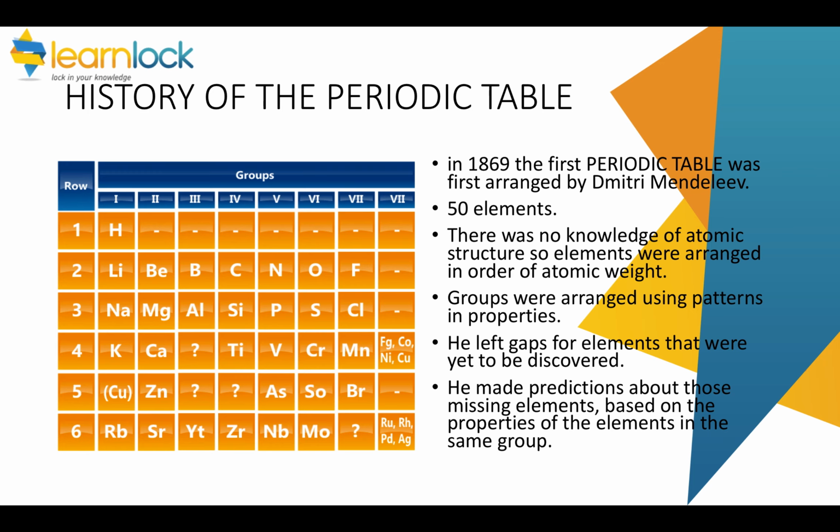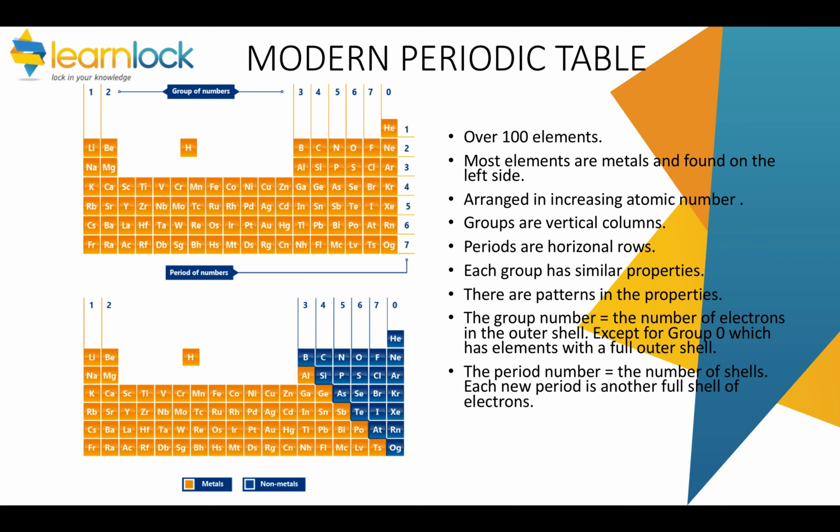He left gaps because he knew there were elements, but they were yet to be discovered. But he made predictions about those missing elements based on the properties of the elements in the same group. And when people found these elements, that proved Mendeleev's periodic table was valid because the predictions he made were correct. The modern periodic table looks like this, and you will be given a copy of this in the exam.